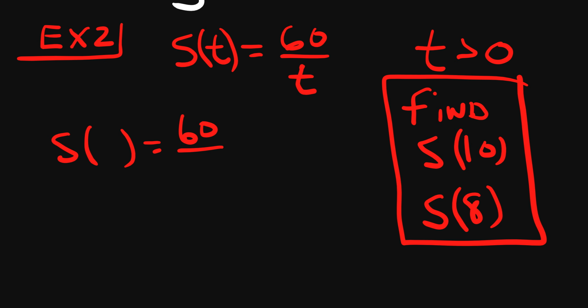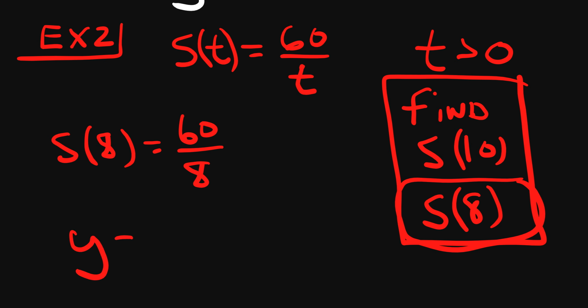All right, so the next one is s of 8. Then I'm going to put the 8 inside that function notation. So I'm going to replace the t with the 8. And that's it. So it would be y equals, and what is that, 30 over 4, which can be simplified to be 15 over 2. And that would be the result of using my function notation. Fairly easy once you get it.